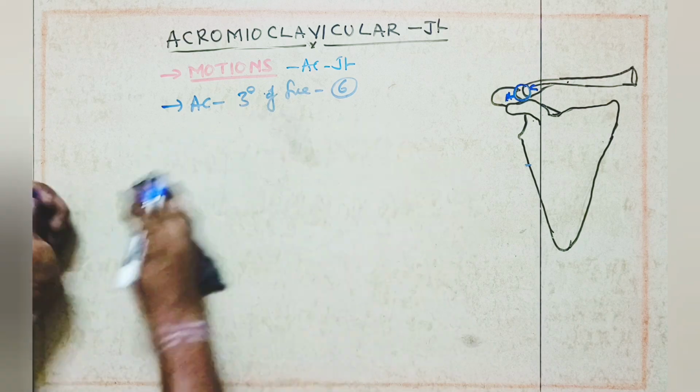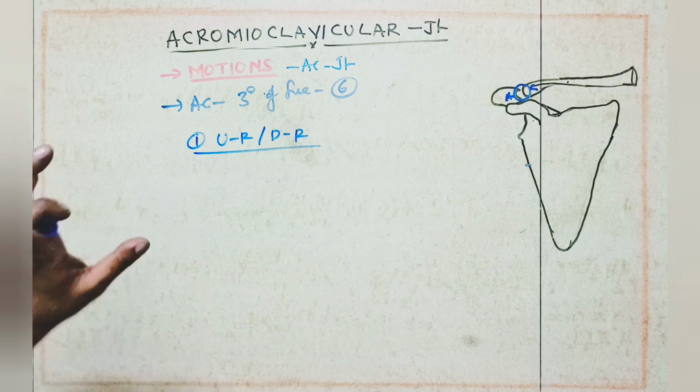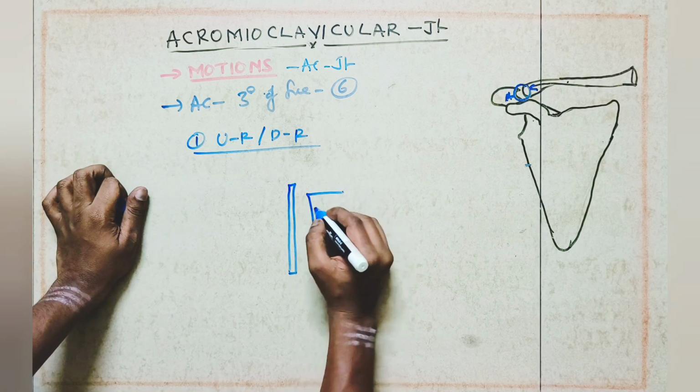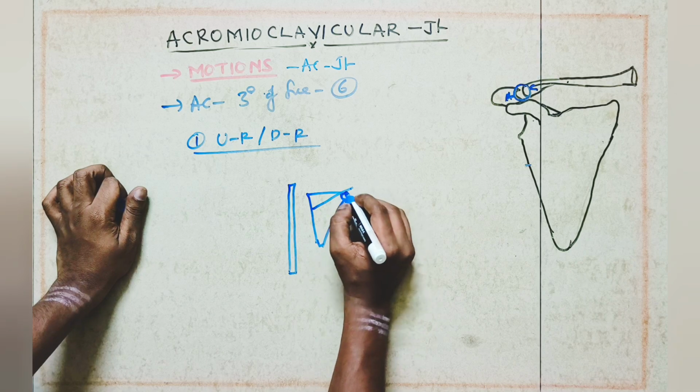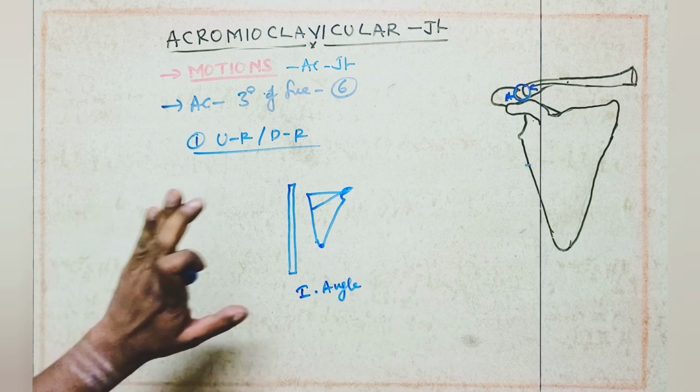First one, upward rotation and downward rotation. To understand this, imagine here we have the thoracic spine. Here we have the scapula, and this is the acromion process. This is the inferior angle of the scapula.